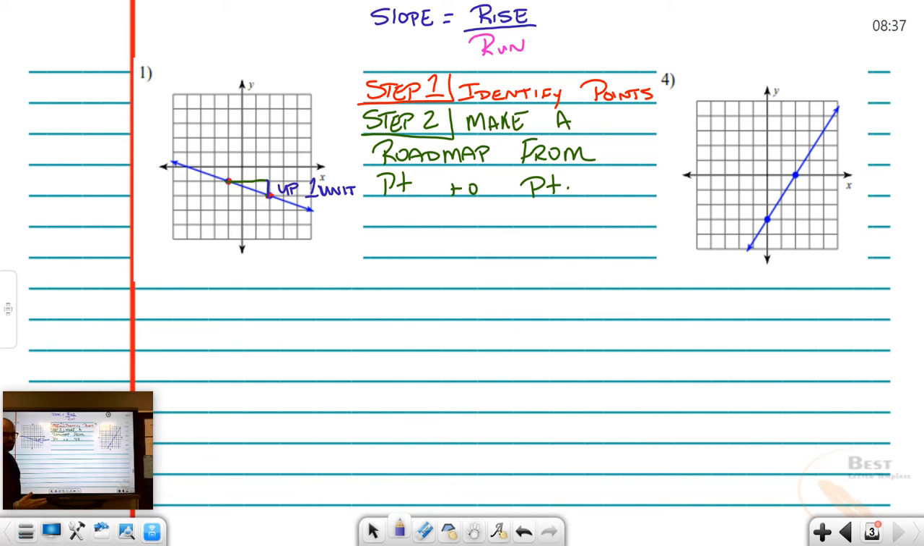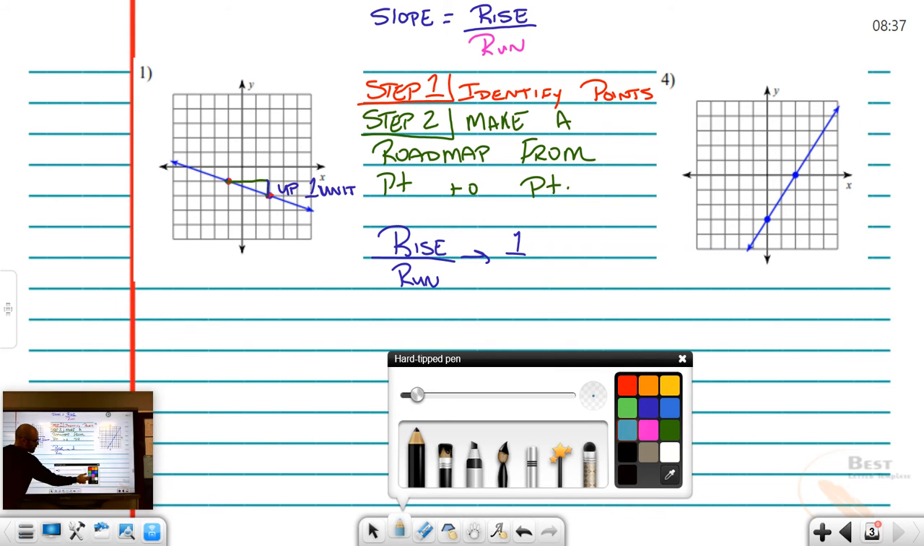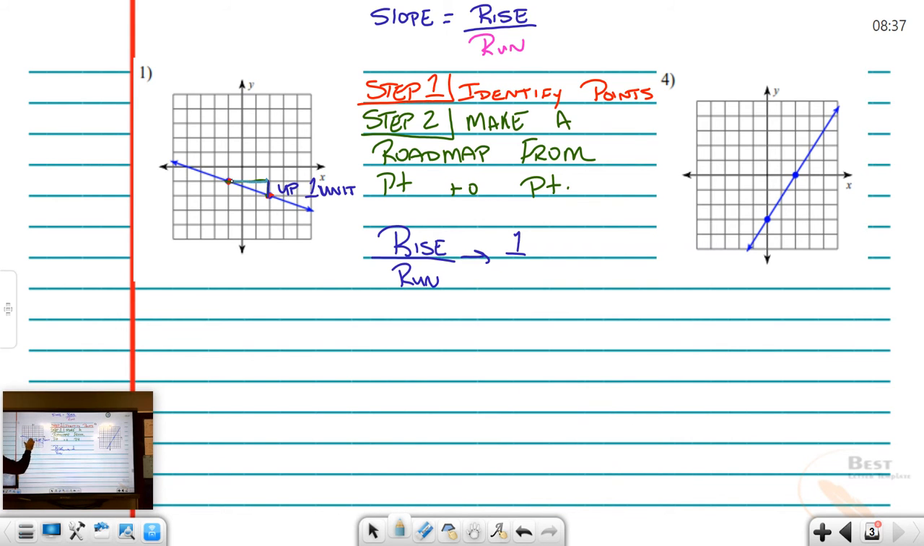Up is positive. Okay. So think of up and down. Up is positive, down is negative. So if I go up 1 unit, my rise, so rise over run. So if I go up 1 unit, my rise is positive 1. Okay. And then my run, we go here to here. Okay. Well, that's the wrong color. My run is 1, 2, 3.